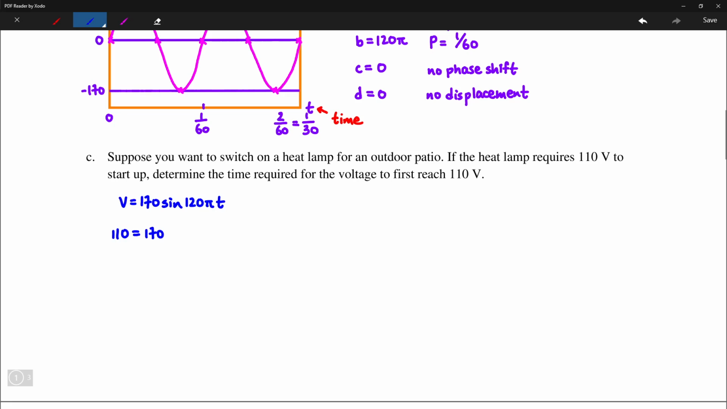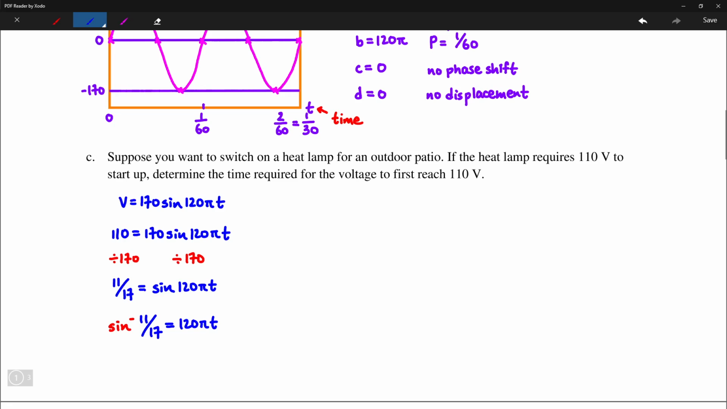110 is equal to 170 sine 120 pi t. We can divide both sides by 170. Okay, so the left-hand side will simplify to just being 11 over 17, and the right-hand side would just be sine 120 pi t. And then we can take the arc sine of both sides. So we have arc sine of 11 over 17 is equal to just 120 pi t.